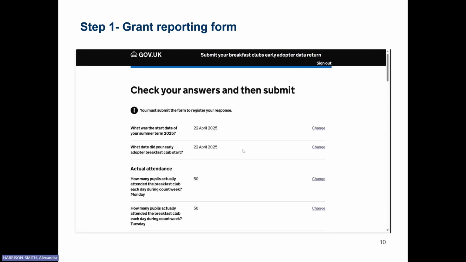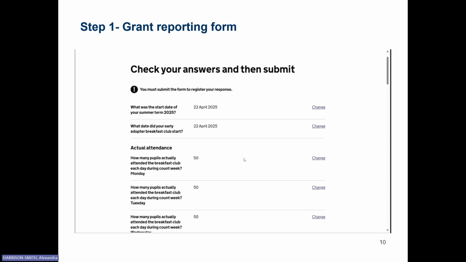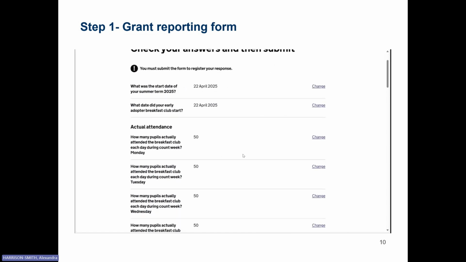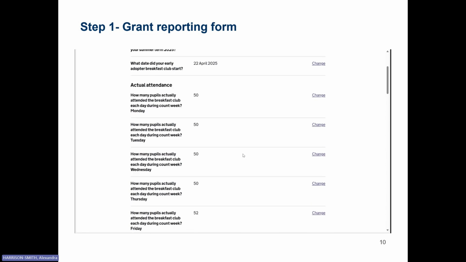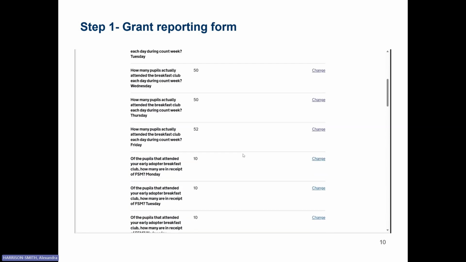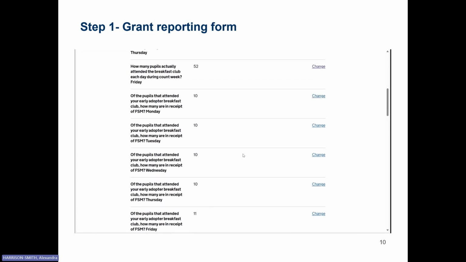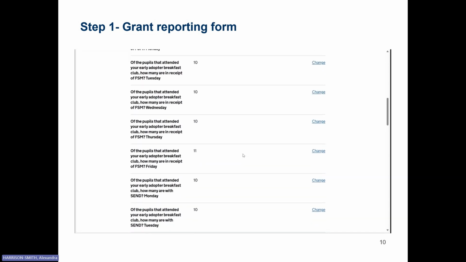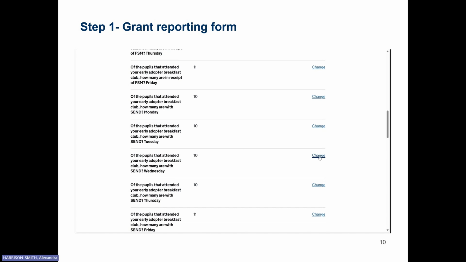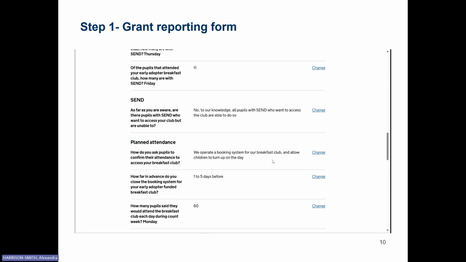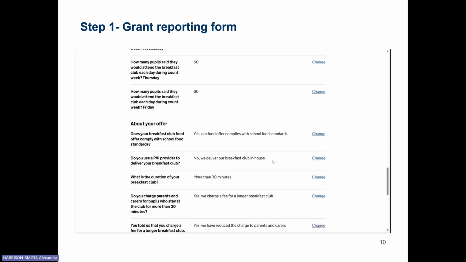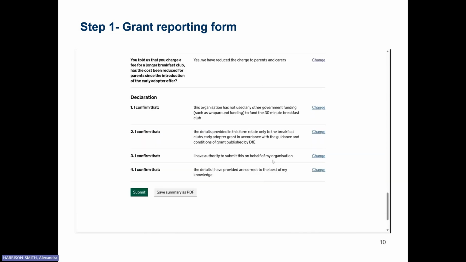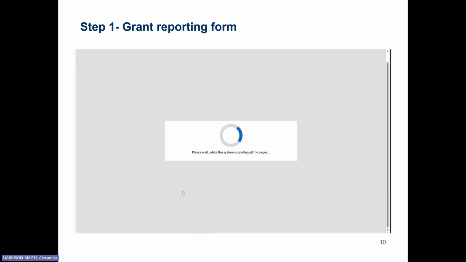Once you have submitted that, you'll be shown an overview of all of the answers that you have provided. We would encourage you to go through this and check that everything that you've put is accurate. If you notice that something is wrong, you can press the change button and that will take you back to the relevant part of the form so that you can make the changes. Once you're happy, you can save this summary as a PDF. We would advise that you do this so you've got your own record.